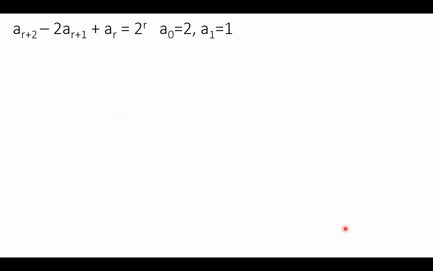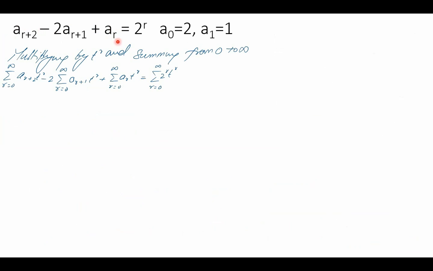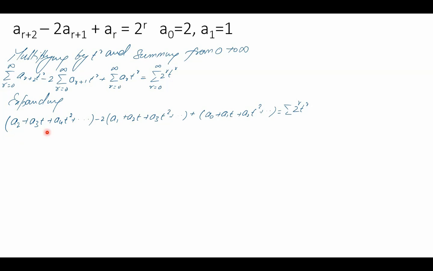Let's take a last example. This is the recurrence relation to be solved. Remember, over here, the smallest subscript is r. So what I'll do is I'll multiply by t to the power r and sum from 0 to infinity. So this is what I'll get. If I multiply it by t to the power r and sum it from 0 to infinity, expand it, I get this solution. Right? On the right hand side is once again 2 to the power r, t to the power r.